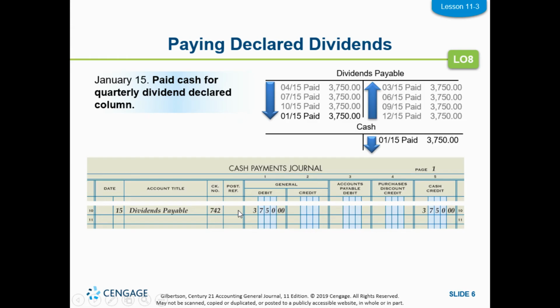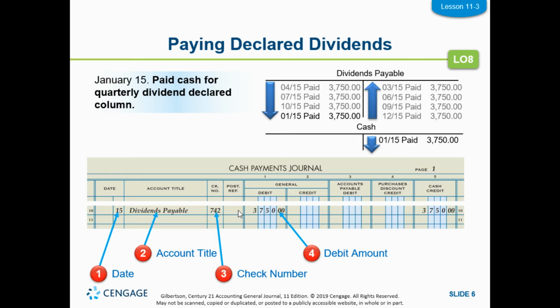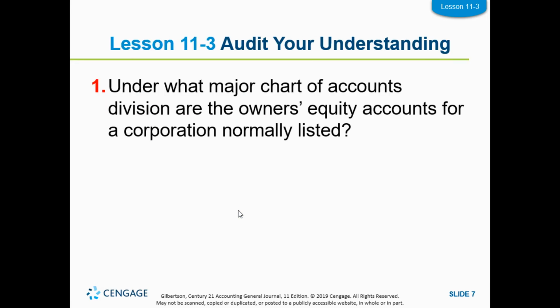Now, they're going to write a check out of checking and deposit it probably in that dividends checking account. They're going to move money from one pot to the next. And then after they move that 3750 over into the dividends checking account, they're going to issue another set of checks to all the shareholders for that money. All right. Very good. Date, account title, check number, debiting dividends payable, wiping out the liability, crediting cash.